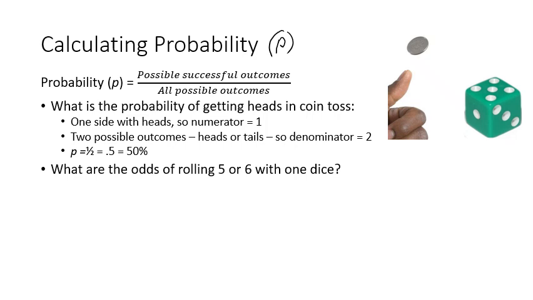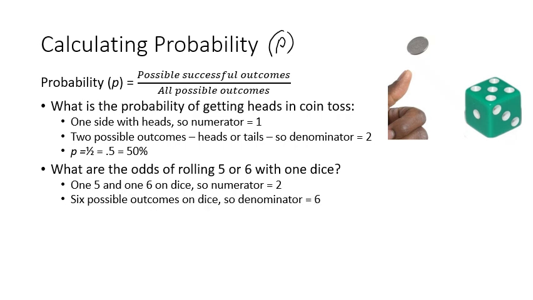The odds of rolling a 5 or a 6 with 1 die, well, what are the things that we're looking for? Either a 5 or a 6. There are 2 of them, so the numerator is 2. The denominator, 6 possible outcomes. We already established that, the numbers 1 through 6. And so the odds are 2 out of 6, or 1 out of 3, or 0.33. The probability is 0.33 or 33%.